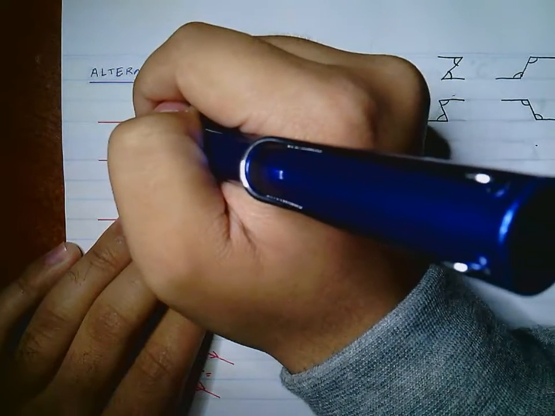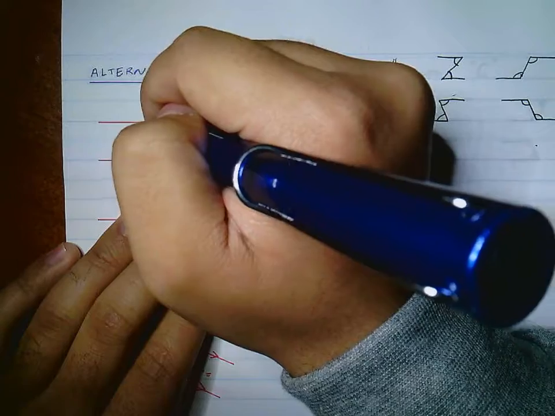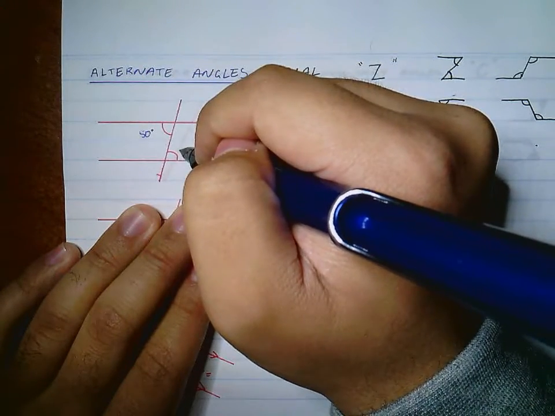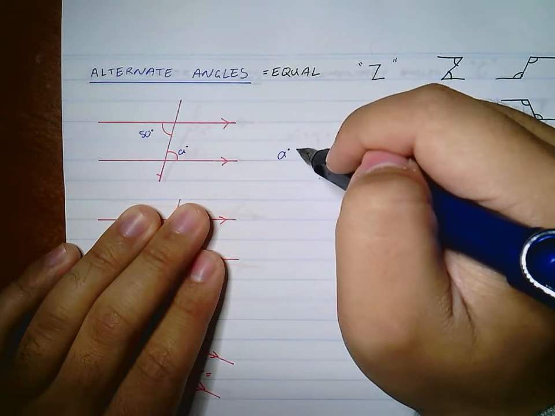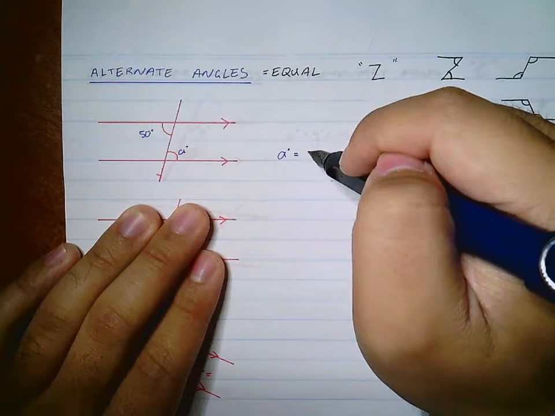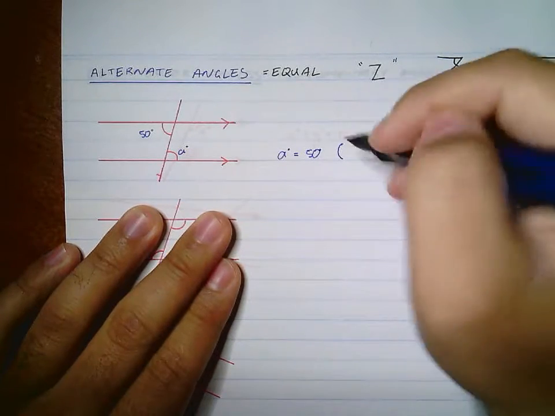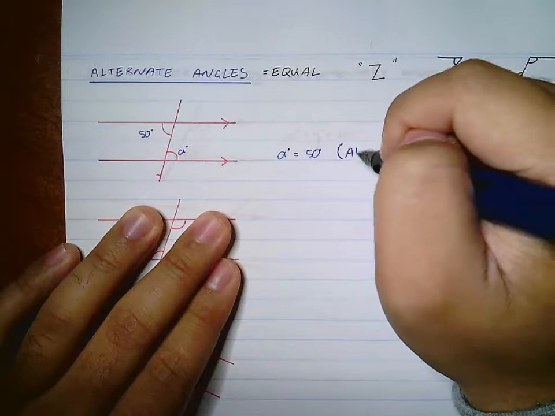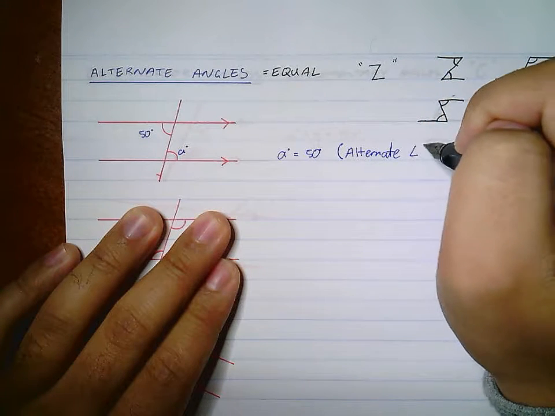So for example, if this angle here was, say, 50 degrees, and we'll label this one A degrees, we can say that A degrees is also equal to 50 degrees. And we also, once again, have to include the reasoning. This is alternate angles.